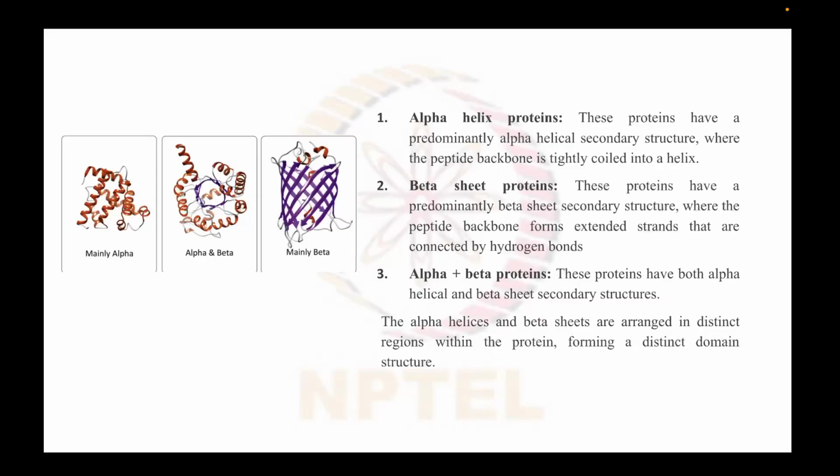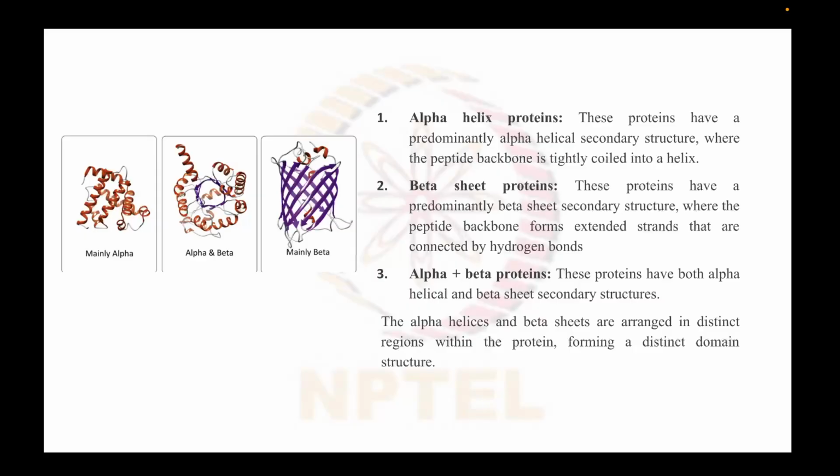Then we have alpha and beta proteins. These proteins have both alpha helical and beta sheet secondary structures. The alpha helices and beta sheets are arranged in distinct regions, with the protein forming a distinct domain structure. Examples of alpha beta proteins include triosephosphate isomerase and alcohol dehydrogenase.